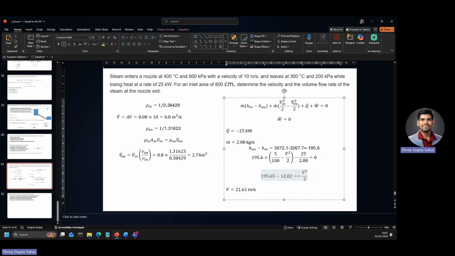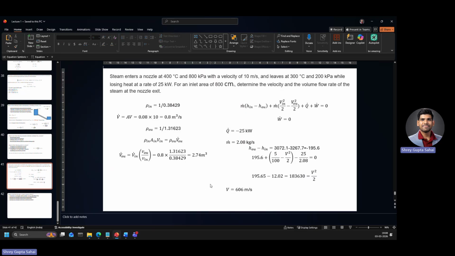While calculating V square, I actually need to calculate it in terms of kilojoules. So this will be 183 into 1000 into 2, and then I take a square root of this. Then we will get V as 606 meter per second, which is the correct answer. In the final step, I made a mistake because I was doing this a little quickly. You don't do that. Do that slowly so that you don't make mistakes of such sort.